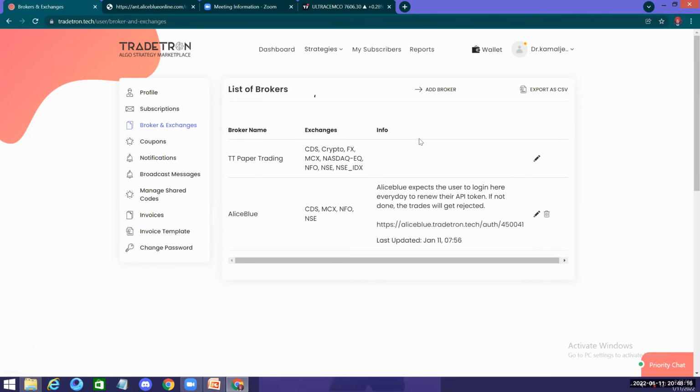Sir, every day early in the morning at 7:30, before the trading time starts, you have to log in onto your account. You go to broker and exchanges, your brokering account name will come here if your API is linked. So let me now be very clear. Sir, above, there is a link for add broker, look. You can add the broker here as well, sir. Okay, add broker, you have to do it from here. That is one way.